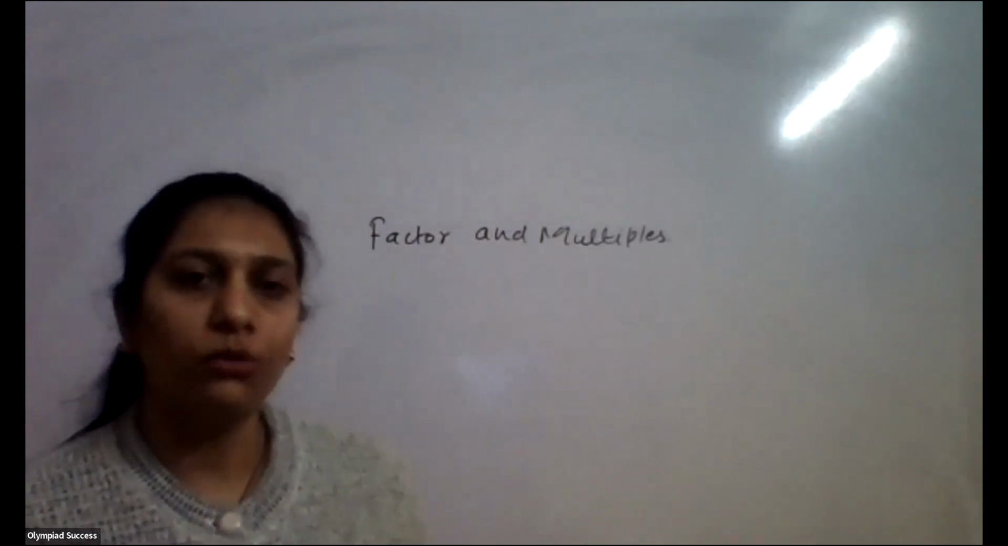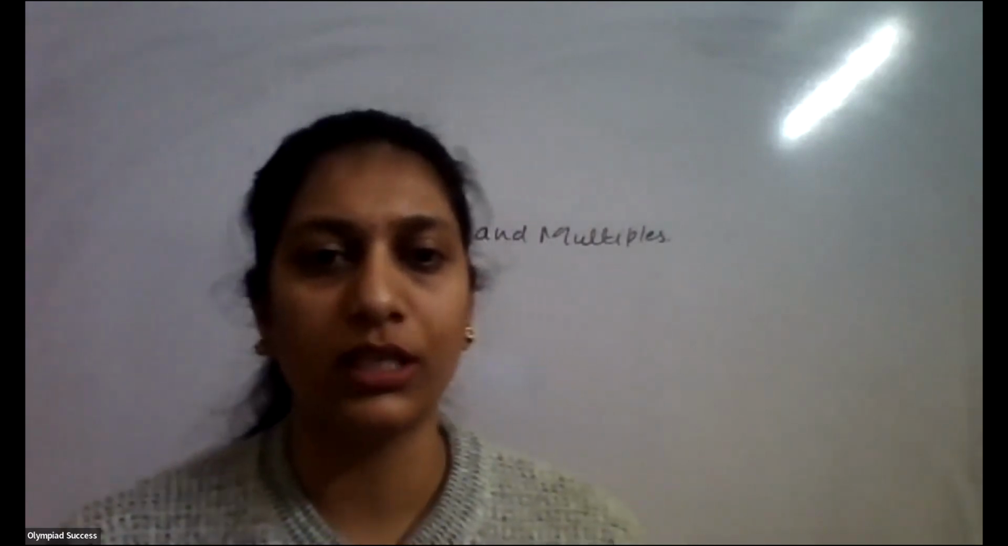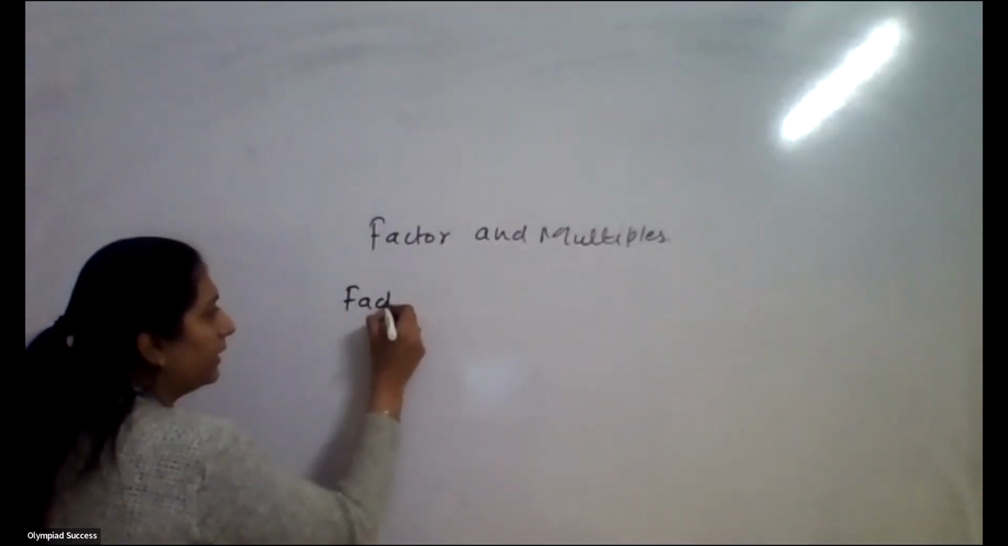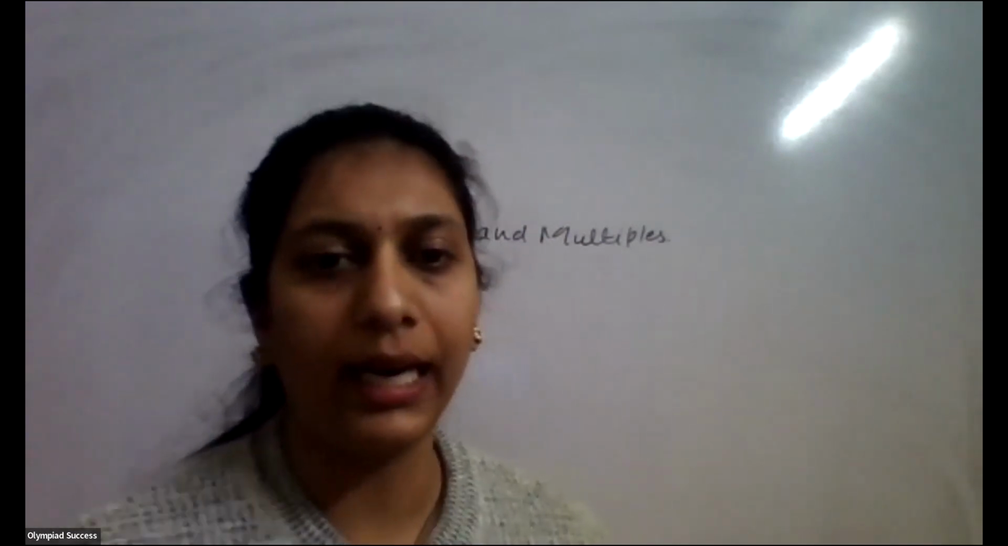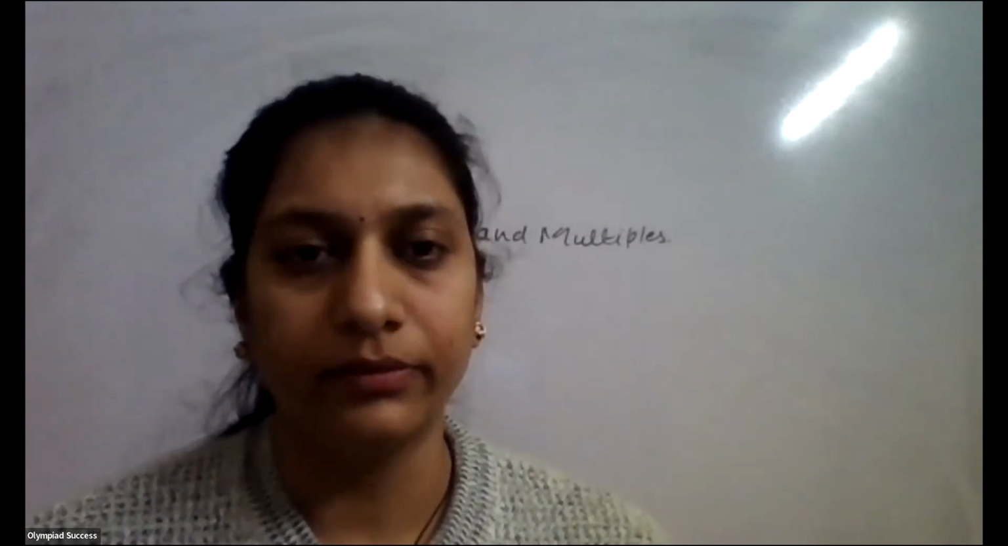Correct. Do you know what prime numbers and composite numbers are? That is also included in this chapter: prime numbers, composite numbers, co-prime numbers. So let's start with factor only. What do you understand by the term factor? Write in one line, what is a factor?